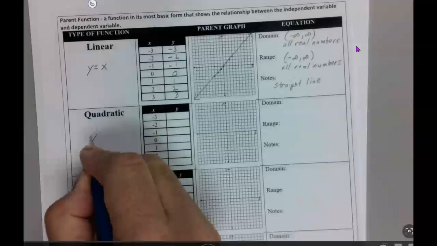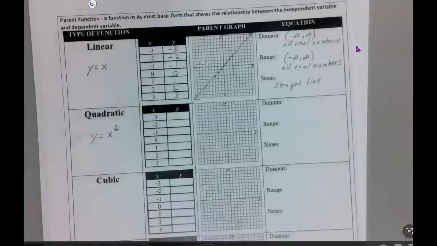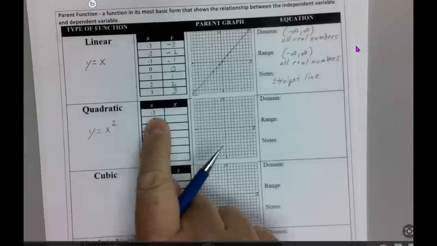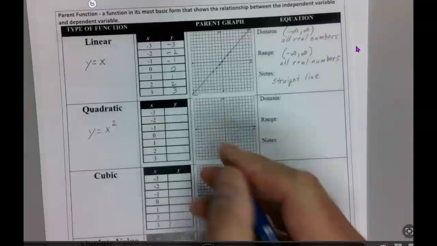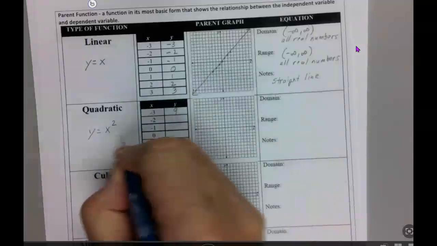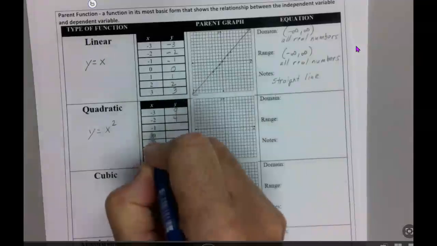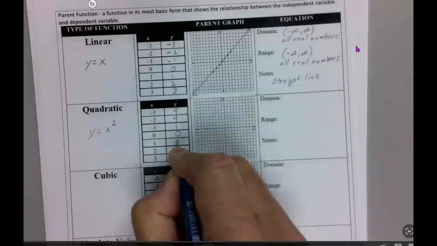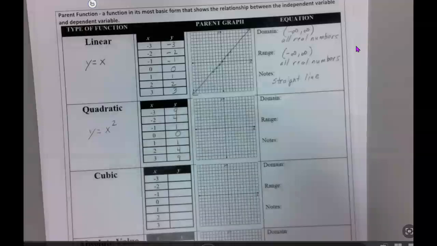Quadratic is y equals x squared. Okay? Quadratic, x to the second power. So let's graph this. What's -3 squared? What's -3 times -3? 9. What's -2 times -2? 4. What's -1 times -1? 1. 0 squared, 0. Then 1 squared is 1, 2 squared is 4, 3 squared is 9.